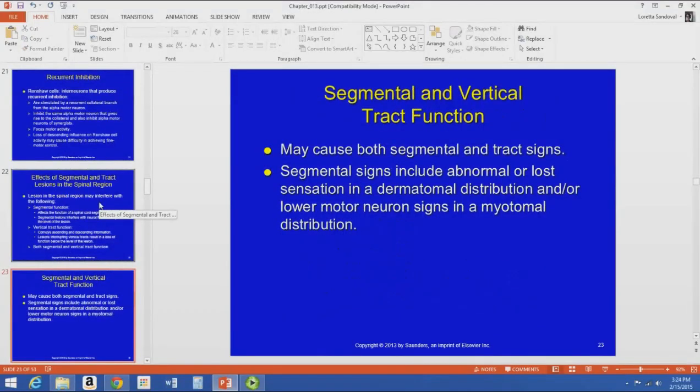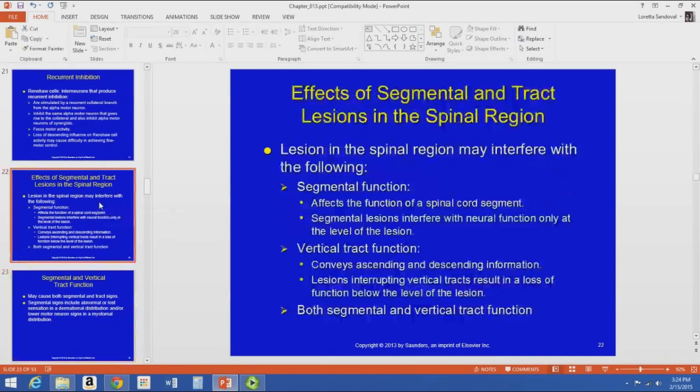So we're going to wrap this up, and then we're going to start talking about dysfunction and lesions. And that's where it gets really interesting.